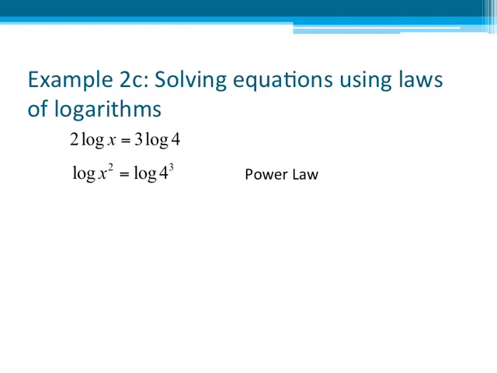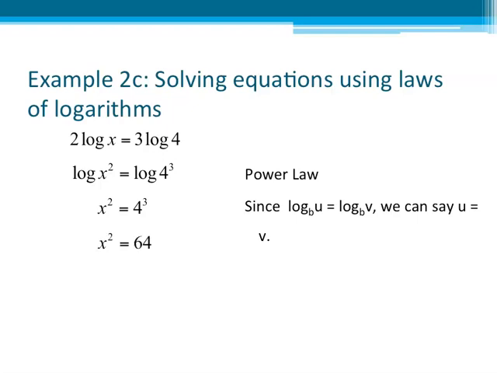And because we have the single logarithms on both sides, we can just write that x squared equals 4 to the third. Now, be very careful here. Remember that when you take the square root of both sides, we in fact have two answers, right? We have positive 8 and negative 8. So x is equal to plus or minus 8.